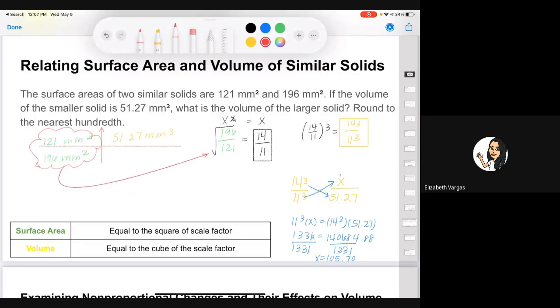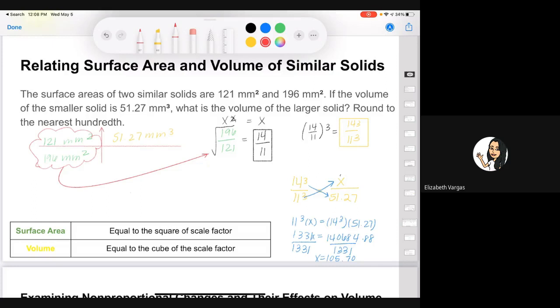And using that, I can identify my scale factor. So my scale factor, what originally gave me my surface area of this ratio, was my scale factor squared. And so I can eliminate that square by doing the square root on both sides. And now I have my scale factor.